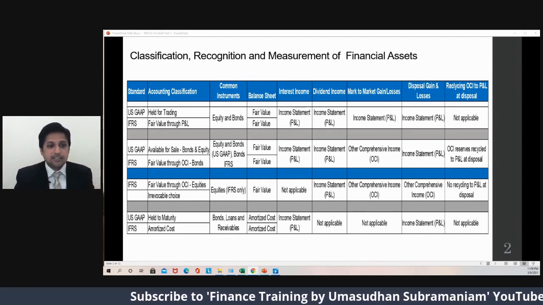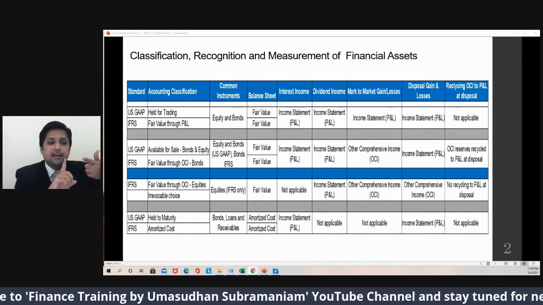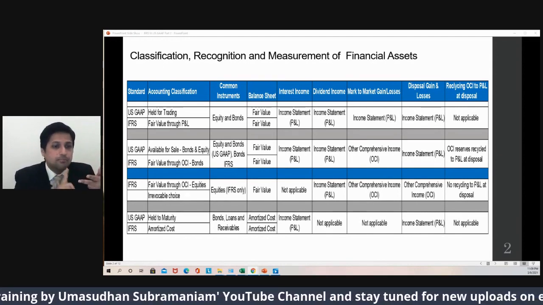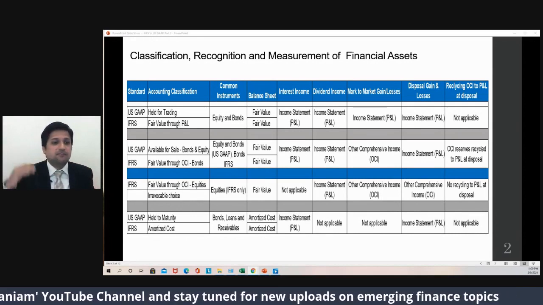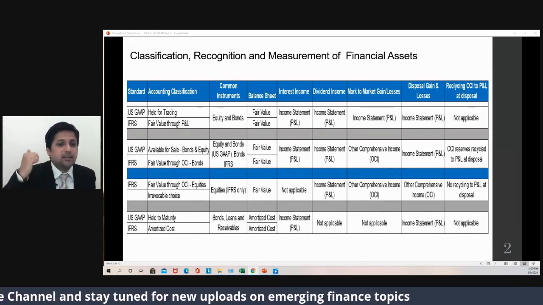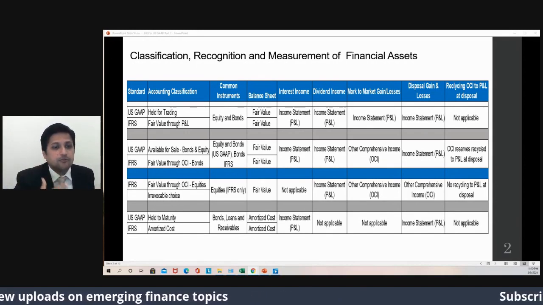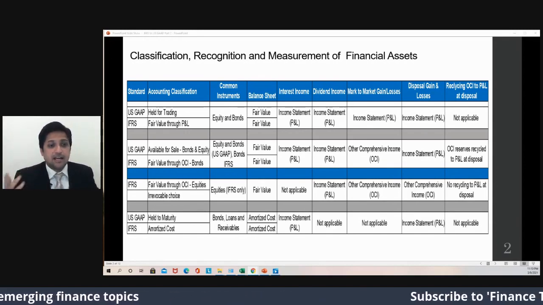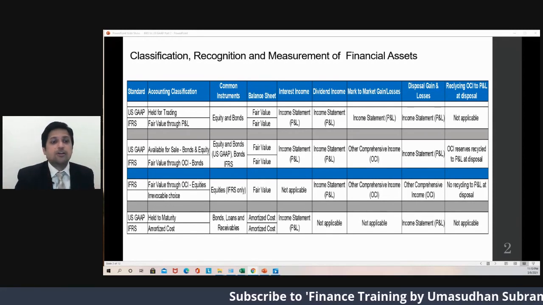But in the US GAAP, available for sale can be used for either equity investments or bond investments. But in terms of accounting treatment between available for sale equity and bond investments in the US GAAP and fair value through OCI bonds in IFRS is going to be exactly the same. We are going to just take a quick look at that.